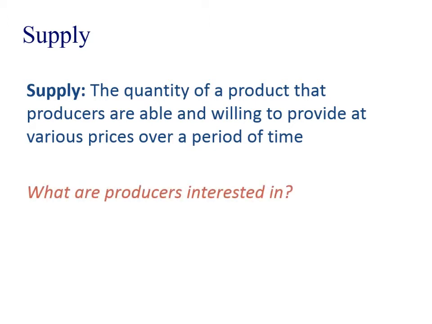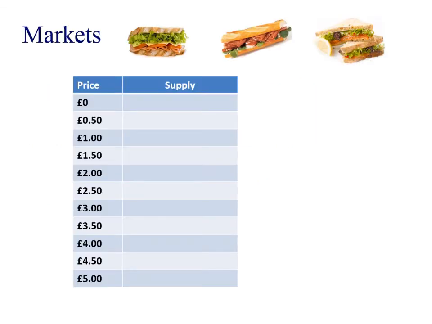And what's really important, when we think about supply, is what are the suppliers, the producers, what are they actually interested in? And when we think about businesses, they'll have lots of different interests and lots of different reasons for existing, but one of the main unifying features may be that they're looking for profit. And that's quite important when we look at the shape of a supply curve.